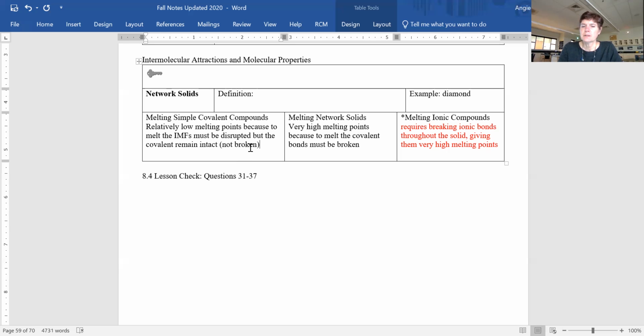There's a big difference in melting a simple covalent compound as opposed to a covalent network solid. In a covalent network solid, we have to break covalent bonds in order to melt it, whereas melting something like sucrose or water, all we're doing is disrupting the IMFs. We're not breaking any covalent bonds. When we melt ionic compounds, they have pretty high melting points. What we have to do is break the ionic bonds throughout the solid. That gives them very high melting points. In fact, network solids will typically have even higher melting points than the ionic compounds.